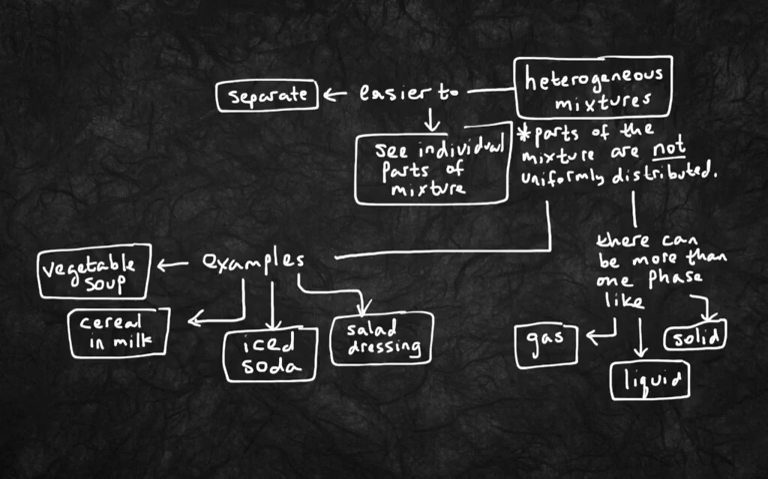So what I'd like you to do is come up with a couple more examples of a heterogeneous mixture, and I'd like you to also go into the homogeneous mixture part of your concept map and come up with a couple examples there as well. If you have any questions about this, raise your hand, and I'll be more than happy to help you.